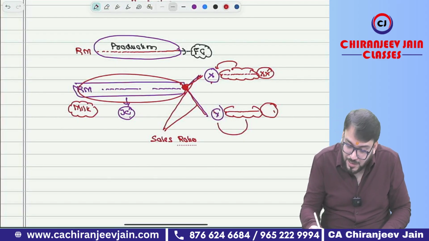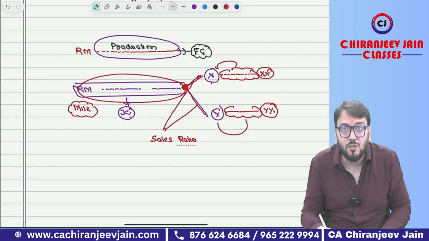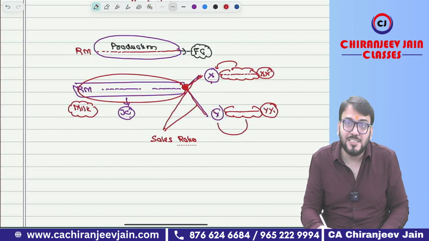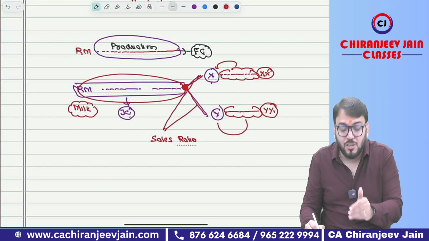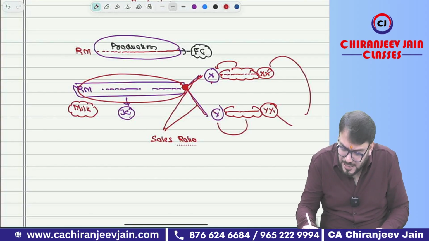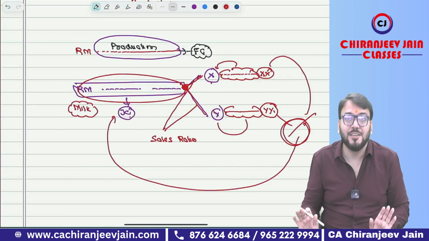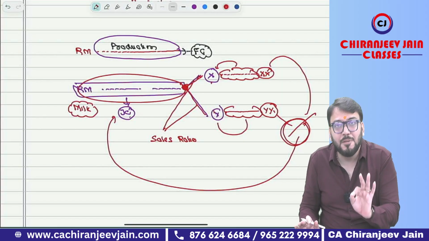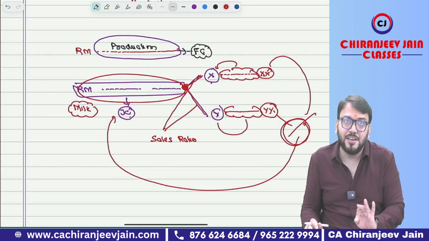So in that case, what AS 2 says is that if you are not able to find out a sales value of X and Y at the point of split off, then find out the sales value of X and Y on completion of production. Based on this sales value, the joint cost will be allocated. It means they have given two allocation criteria.